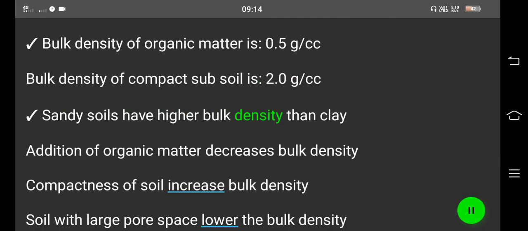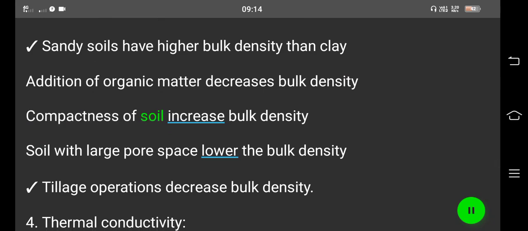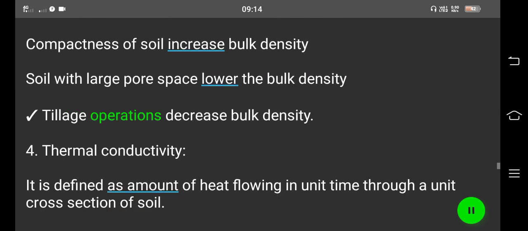Sandy soils have higher bulk density than clay. Addition of organic matter decreases bulk density. Compactness of soil increases bulk density. Soil with large pore space has lower bulk density. Tillage operations decrease bulk density.